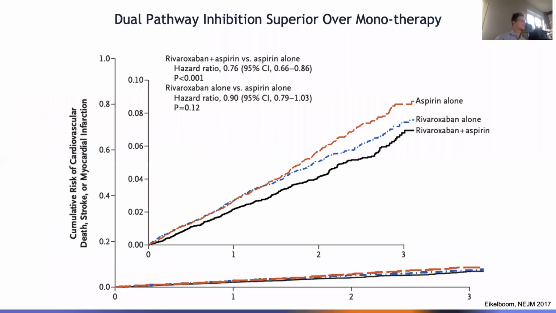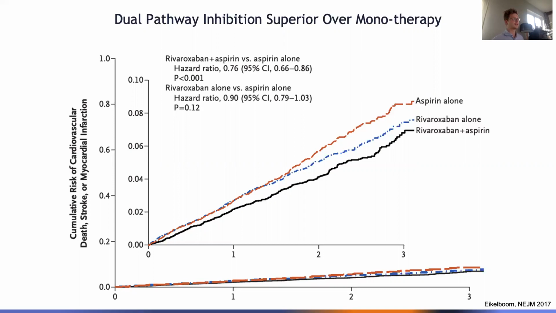And what they actually found is when you treat patients with either rivaroxaban or aspirin as monotherapy, there's actually not much of a difference between the two. However, when you then use aspirin and put a very low dose of rivaroxaban on top of your aspirin treatment, so we're now using dual pathway inhibition in these patients, we actually have a beneficial effect over monotherapy, indeed suggesting that maybe this additive rivaroxaban does have an atheroprotective effect in these patients.